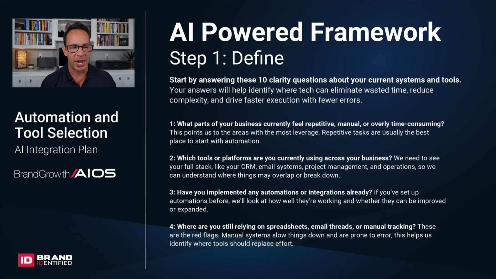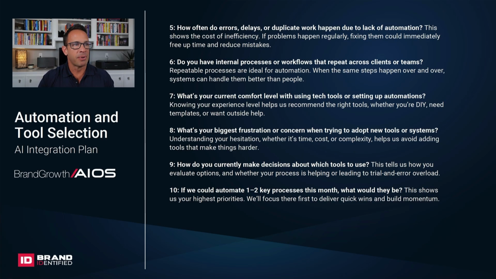Question number 4, where are you still relying on spreadsheets, email threads, or manual tracking? These are your red flags. Manual systems slow things down and are prone to error. This helps us identify where tools should replace your effort. Question number 5, how often do errors, delays, or duplicate work happen due to the lack of an automation? This shows the cost of inefficiency. If problems happen regularly, fixing them could immediately free up your time and reduce your mistakes.